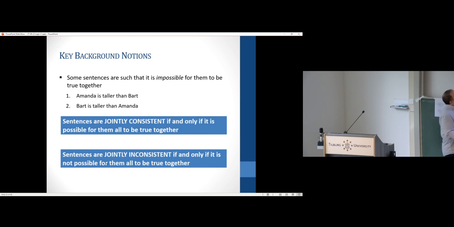So if we have Amanda's taller than Bart, and Bart's taller than Amanda, as long as we don't equivocate, that is, we use the names Amanda and Bart to pick out the same people in both sentences, then 1 and 2 can't be true together. If 1 is true, 2 is false. If 2 is true, 1 is false.